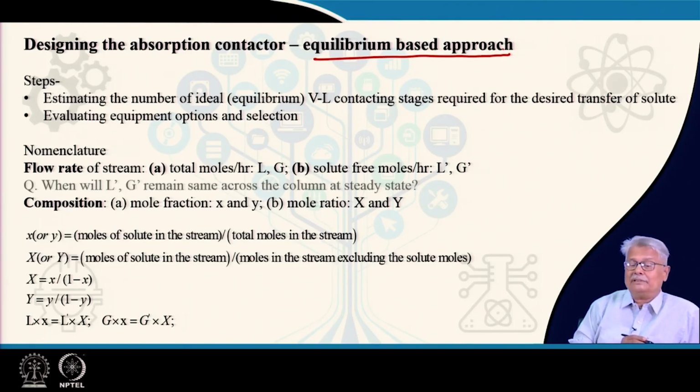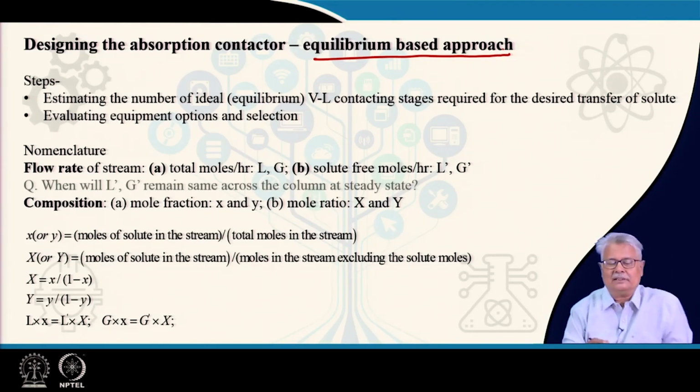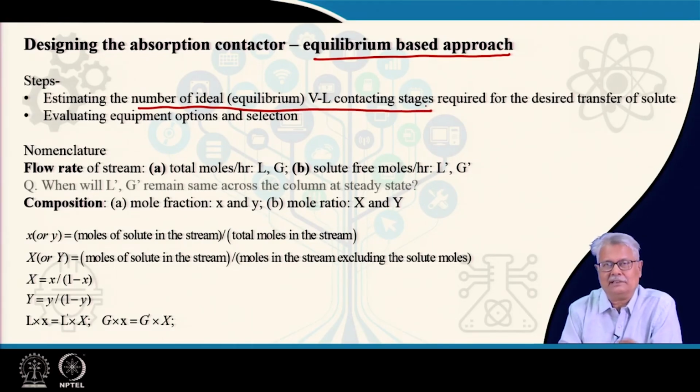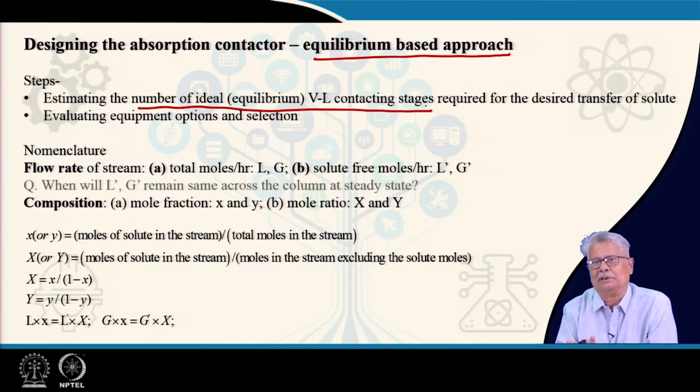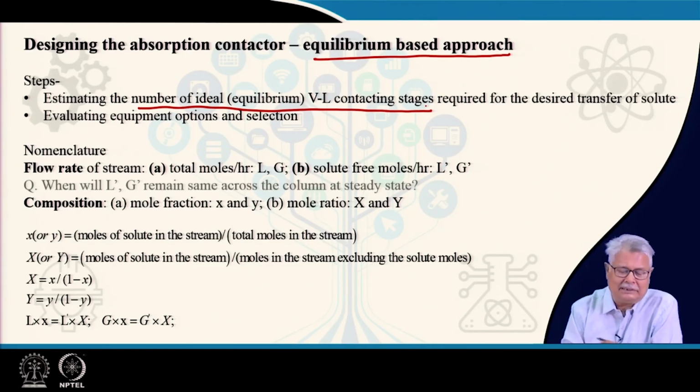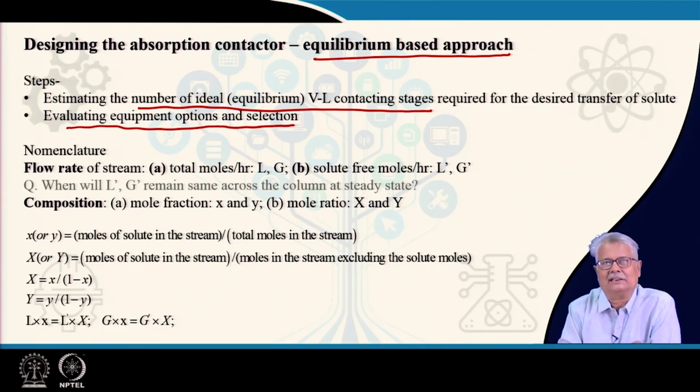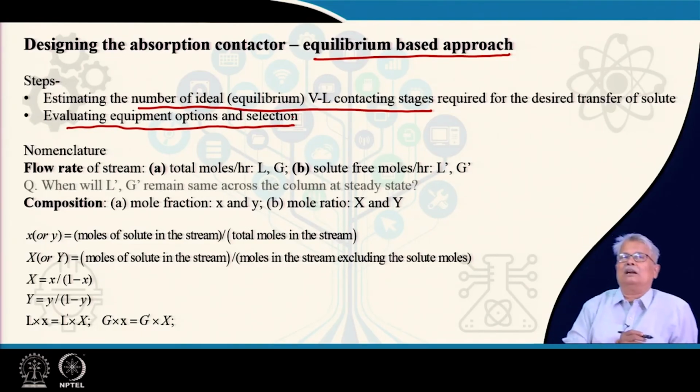So, what we have is two steps. The first is estimation of the number of ideal vapor liquid contacting stages required for the separation. After all, it is a separation equipment and a separation process. Then we evaluate the equipment options and select, and after that we go for the detailed design of this.